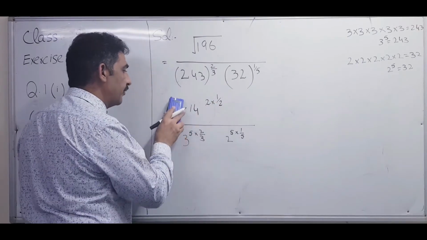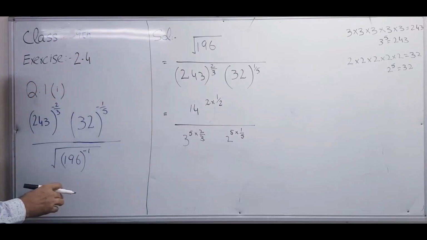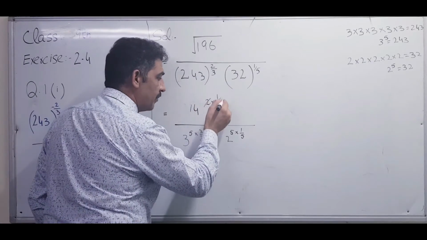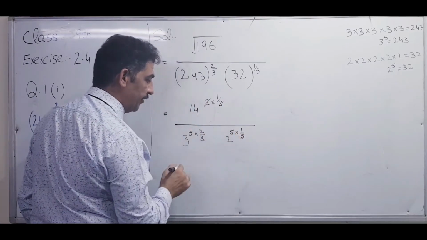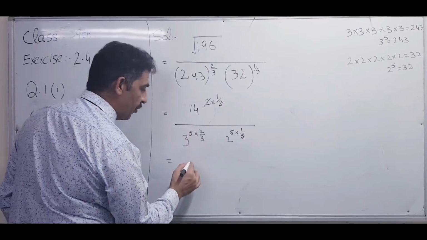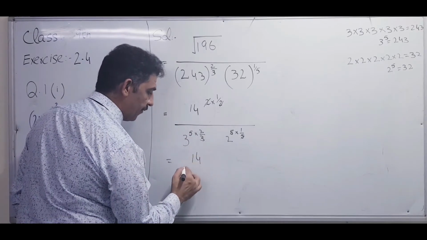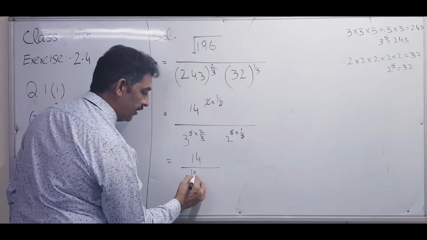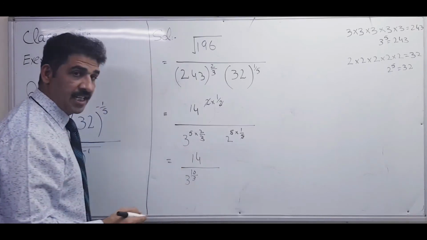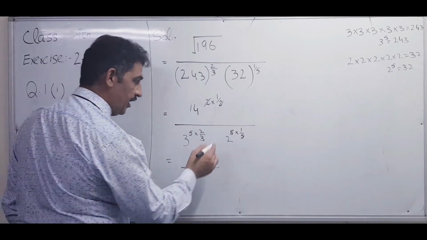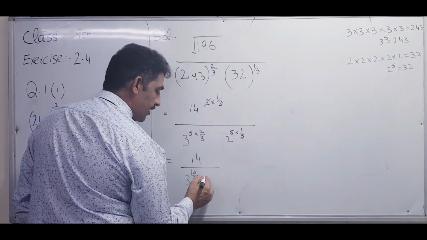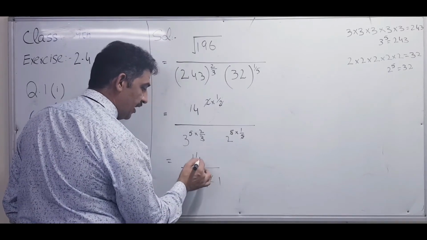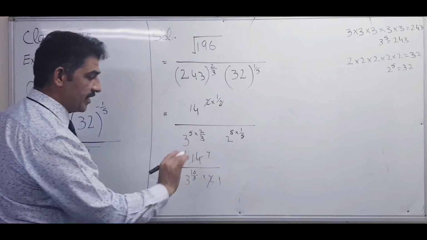So finish the bracket. After that, we try to simplify. Here 2 cancels by this 2. Here 5 cancels by this 5. So what is that? 14. Here 3 raised power 10 over 3. And here what is remaining is that 2. And 2 ones are 2 and 2 sevens are 14. It is also more simplified.